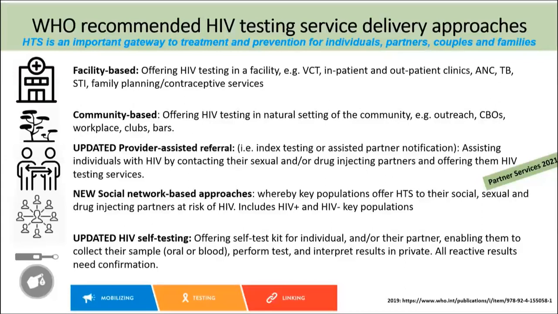You can simply consult them, provide services, and do the testing. Then there is something else: HIV self-testing is also coming up in the program. These kits can be provided to individuals for themselves or for their partners, enabling them to collect samples, which can be oral or blood samples, and perform tests on their own at a place which is convenient to them, and all their reactive results will be sent for confirmatory testing.